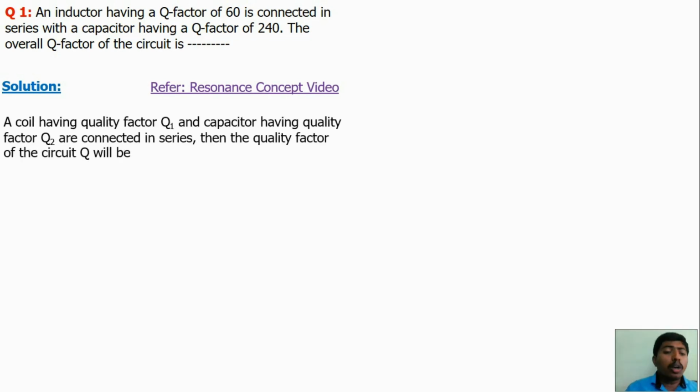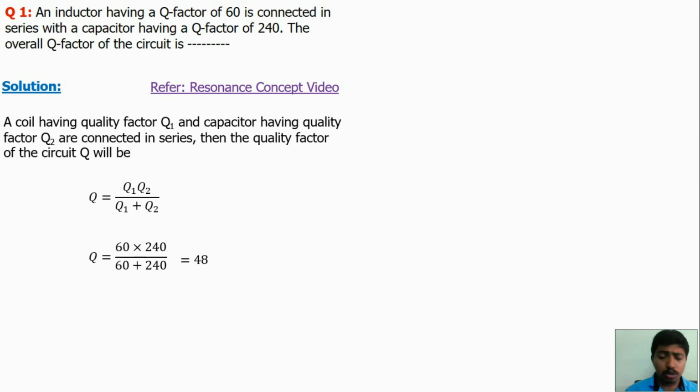If the quality factor of the inductor and the quality factor of the capacitor are connected in series, then the combined quality factor of the circuit will be Q is equal to Q1 Q2 by Q1 plus Q2. It's a formula. We know the quality factors of the inductor and capacitor, Q1 and Q2. Just substitute these values in this equation and we will get the quality factor of the circuit. Substituting, we get Q is equal to 48. So the quality factor of the circuit is 48. If two quality factor elements are connected in series, the formula will be Q is equal to Q1 Q2 by Q1 plus Q2. Just remember the formula.